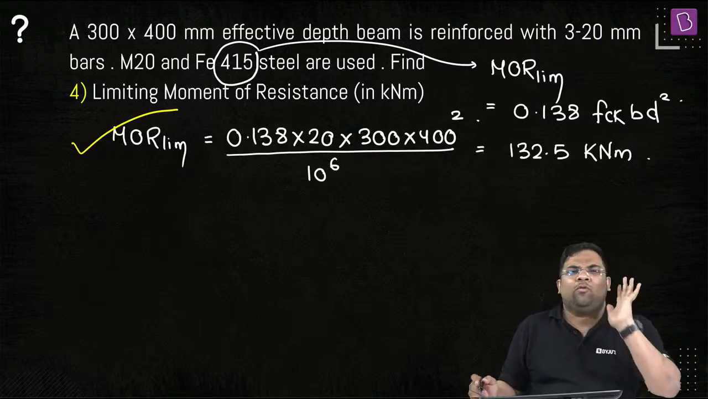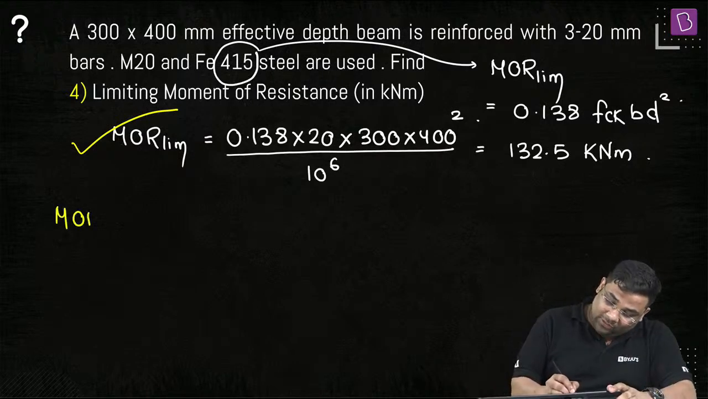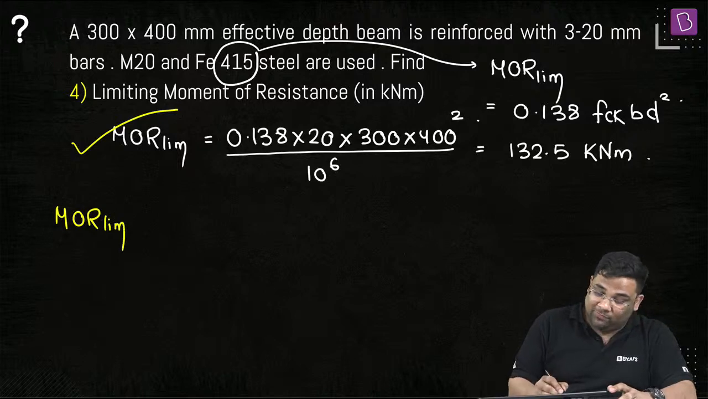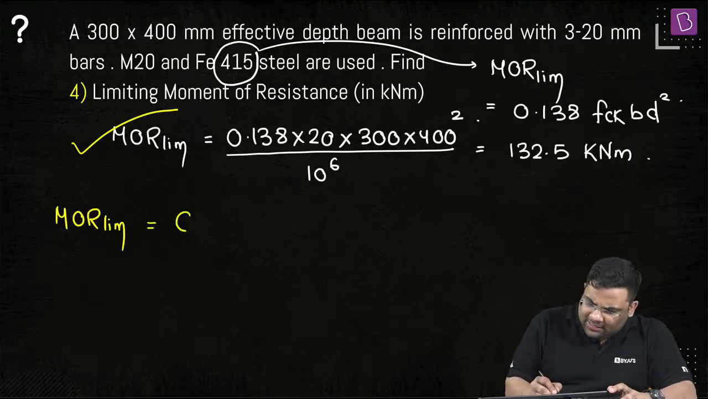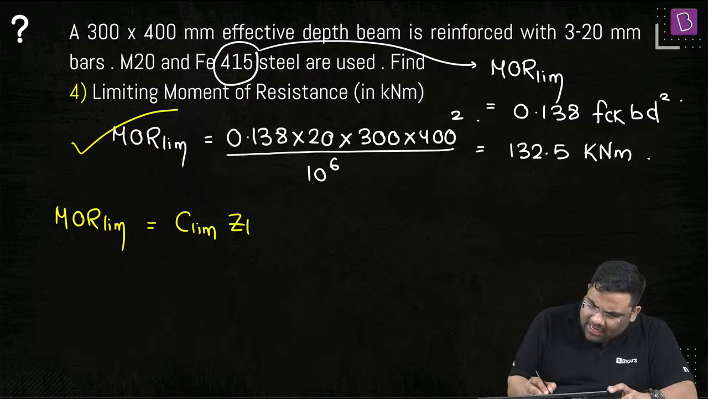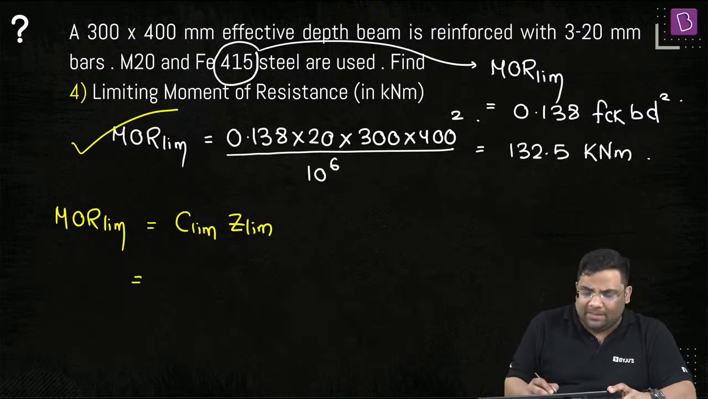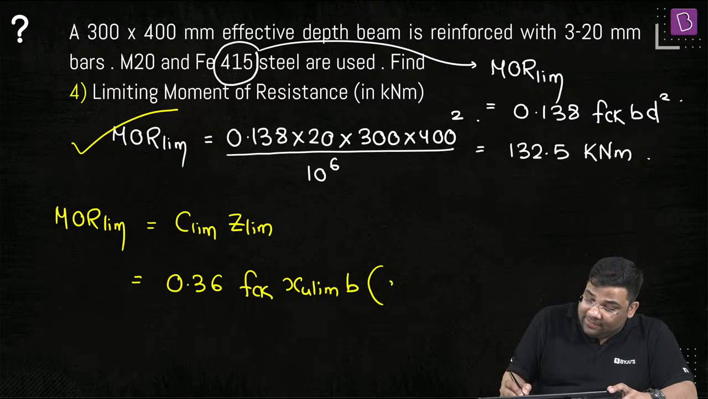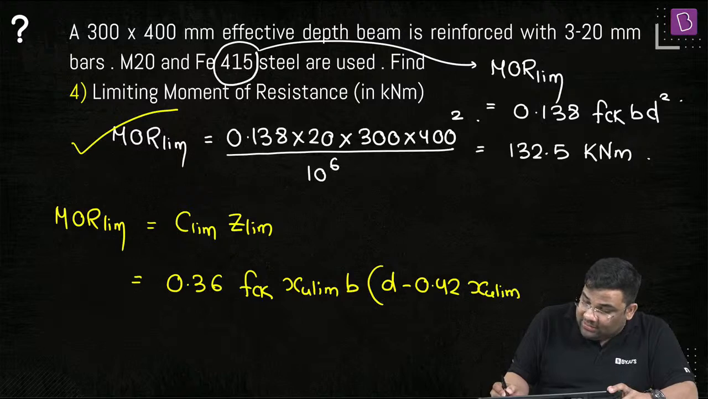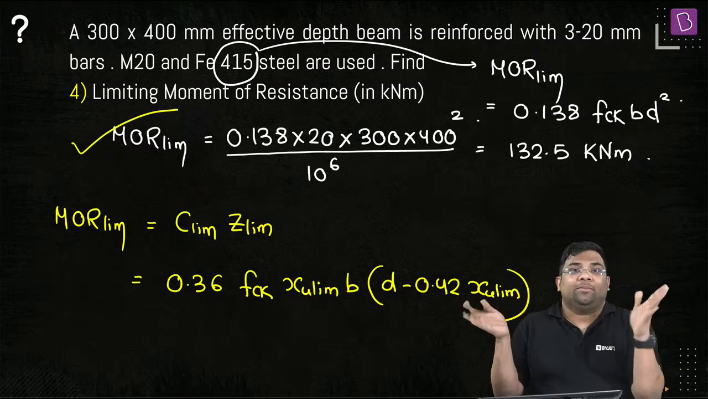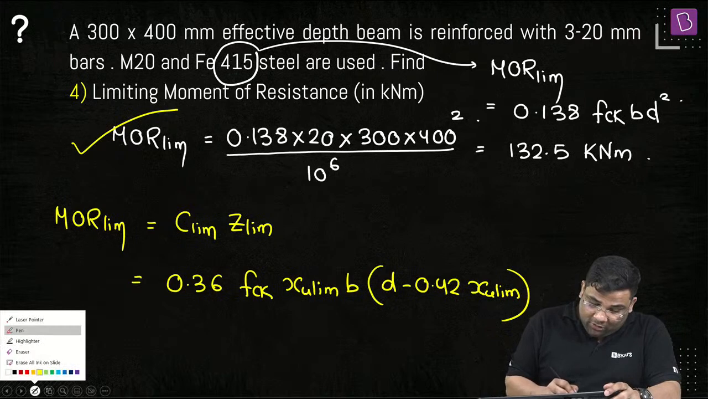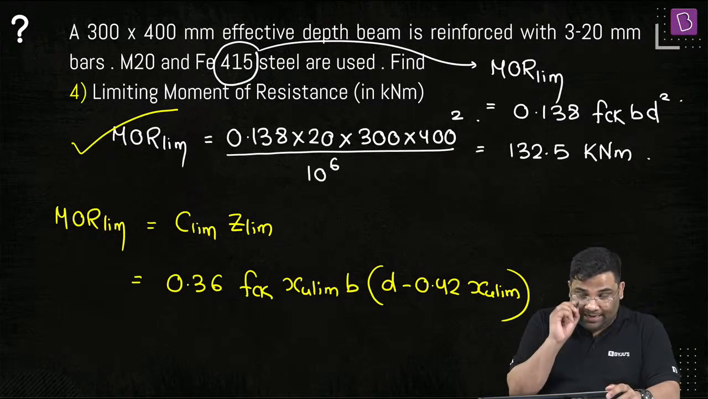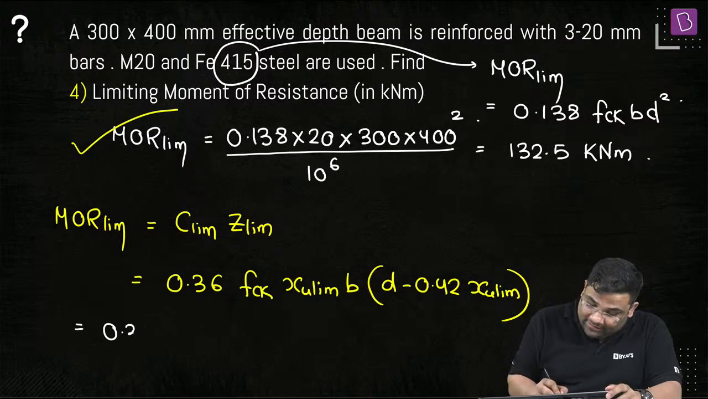Or suppose you forgot. You say, sir, I am unable to remember so many formulas. So simply it is nothing but C limiting into Z limiting. Write down the formula for C limiting. It is 0.36 FCK XU limiting B, then D minus 0.42 XU limiting, right? So in the MOR equation, just put XU limiting. Now, XU limiting we already got in the previous questions. How much we got? 192. So this is equal to 0.36.